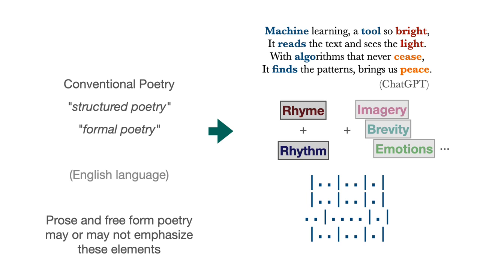Of course, there is also imagery and brevity and emotions associated with that. We are currently not going to dive into this, but the idea is to focus on rhymes and rhythm. Prose, on the other hand, and free-form poetry may or may not have some emphasis on these two elements. We basically want to teach the computer to be able to identify and represent these characteristics. We need a way to model these characteristics using computational resources.